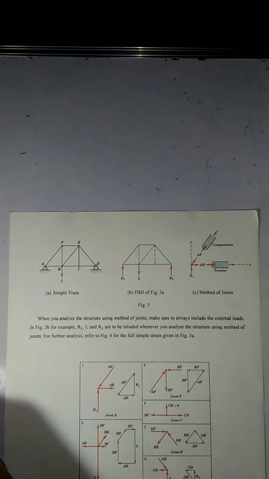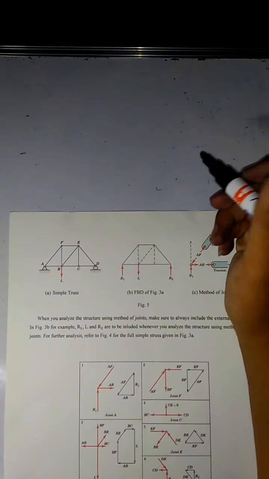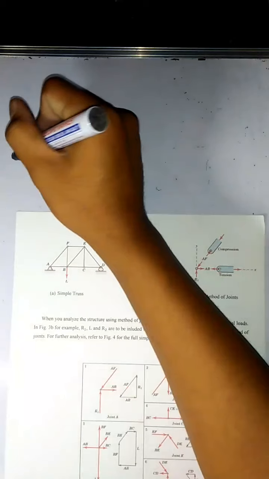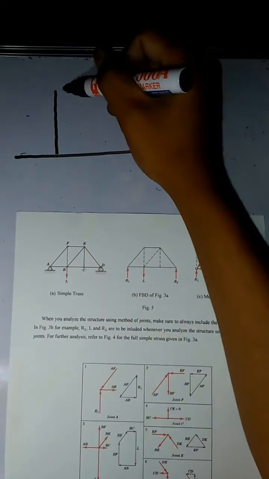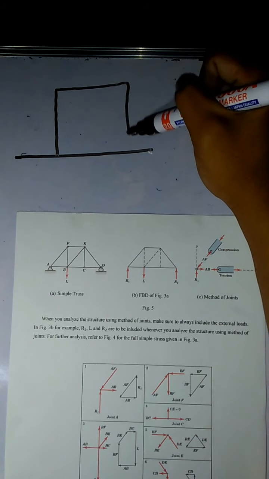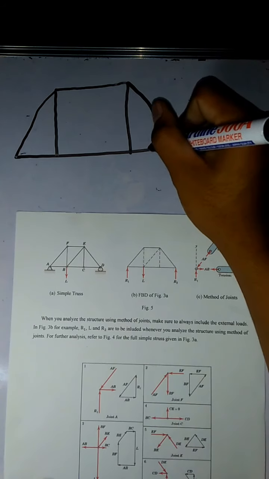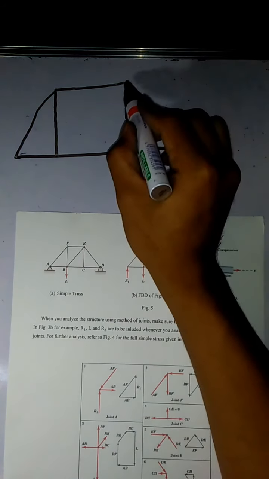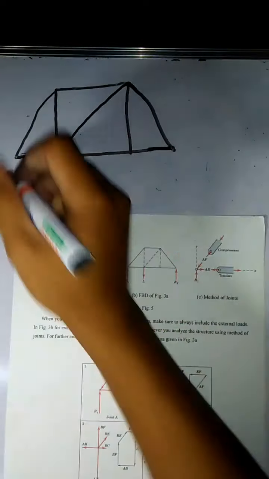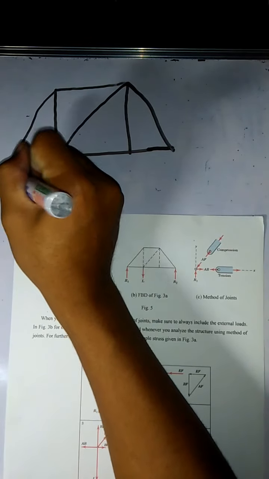So, let's consider this, or to give you a clearer view, let's consider this figure number 5, okay? Example, this simple truss, this given simple truss. In analyzing a truss, the bigger the picture, the better. Meaning to say, the bigger your figure, the better, so that your solving will be clearer.